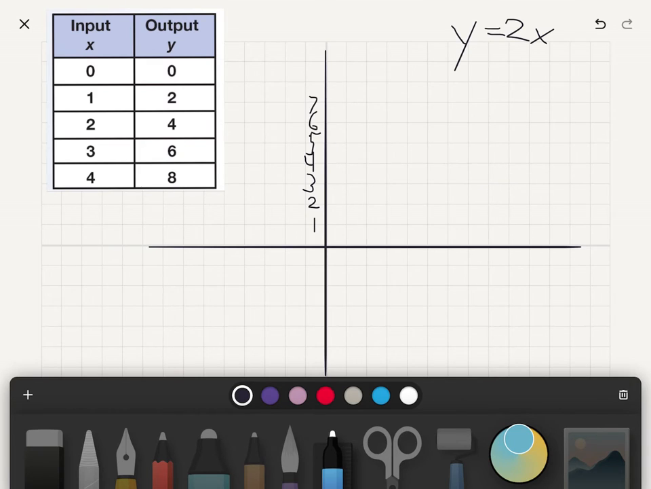6, 7, 8. Okay, and then 1, 2, 3, 4, 5, 6, 7, 8. So I'm assuming you're going to go faster than me because these are coordinates, right? And of course, 0, 0. What's another way you could say 0, 0?